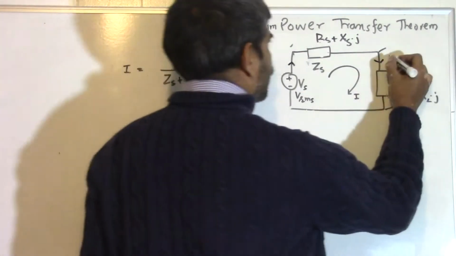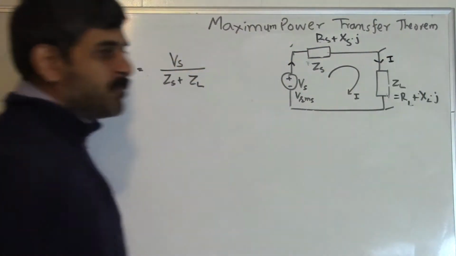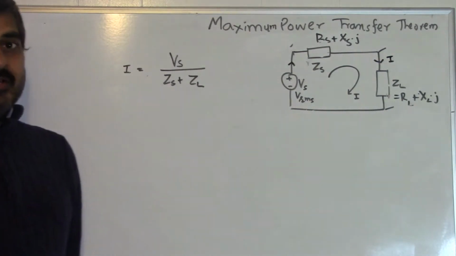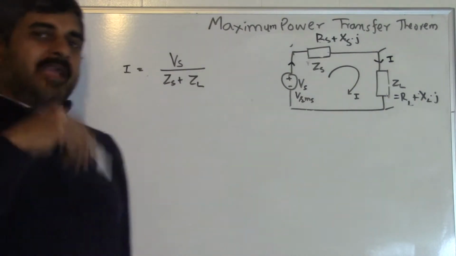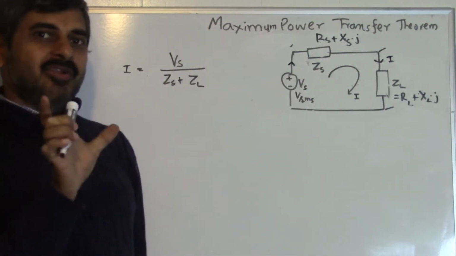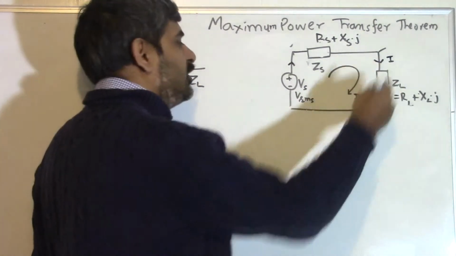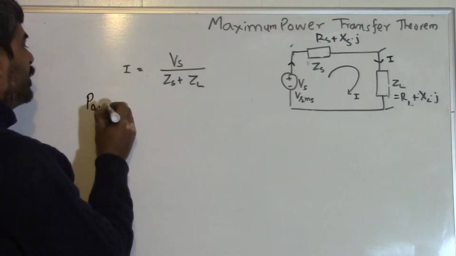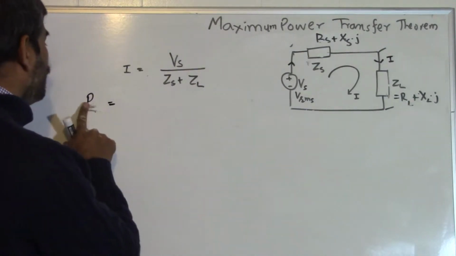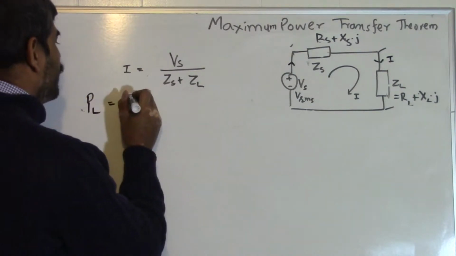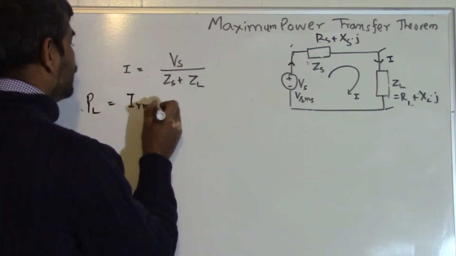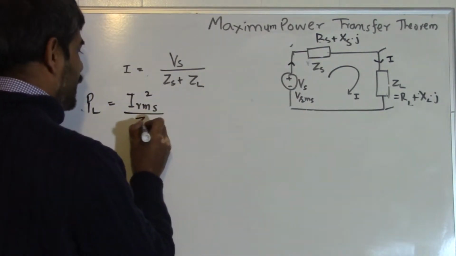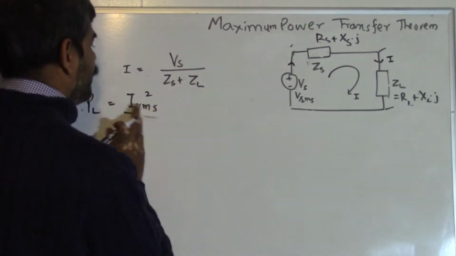Now, what we mean by the power transfer is the average power, not the instantaneous power. We are taking cycle after cycle and averaging the power that goes into this load, and that average power, which we can simply call P load, will be equal to I RMS squared multiplied by the load impedance ZL.